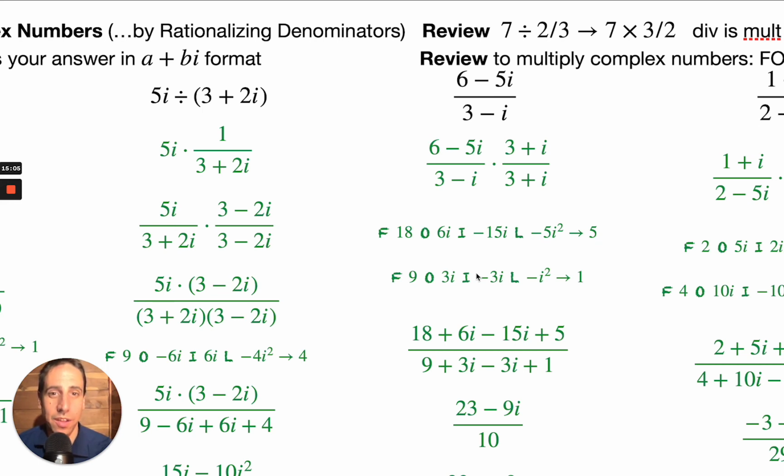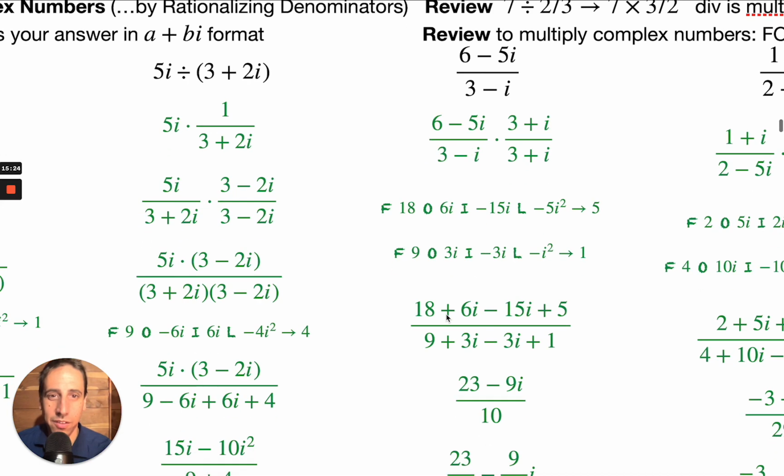It cancels. We got 3 minus i, and 3 plus i. Well, the first is 9, the outside is 3i, the inside is negative 3i, and the last is negative i squared. The i squared is equal to negative 1, so it's negative negative 1, which is just positive 1. I hope you're starting to see some patterns here, because it's the same basic process as you saw before.